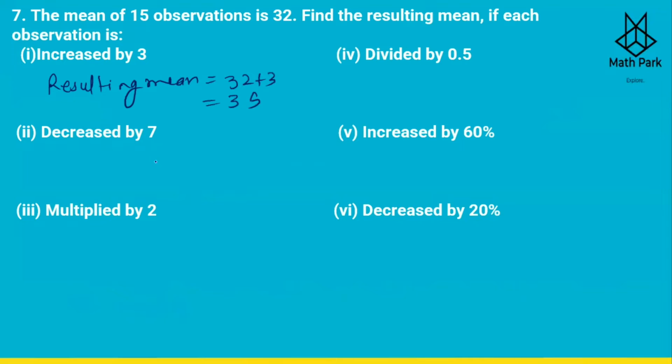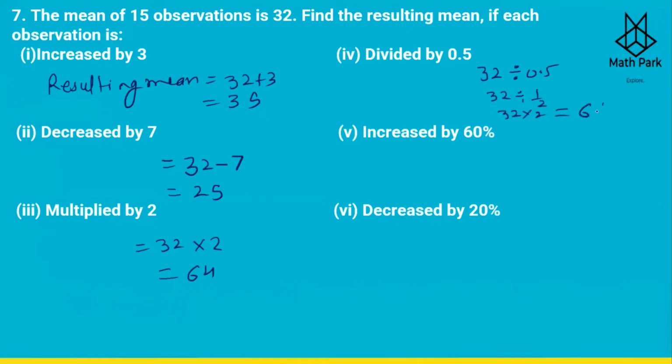When it is decreased by 7, the resulting mean is going to be 32 minus 7, which is 25. And when it is multiplied by 2, the resulting mean is going to be 32 times 2, which is equal to 64. When it is divided by 0.5, 32 divided by 0.5 is actually 32 divided by half, which is 32 into 2.